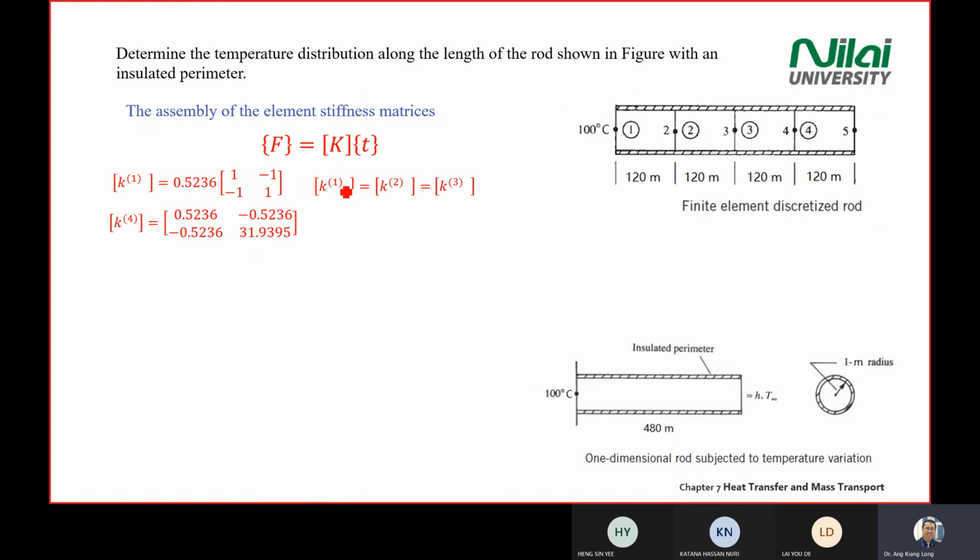You superimpose all these matrices. The numbers in front give you the different locations. Element 1 has nodes 1 and 2, so 1 and 2. For element 2, you have nodes 2 and 3. Element 3 has nodes 3 and 4. And for element 4, you have nodes 4 and 5.